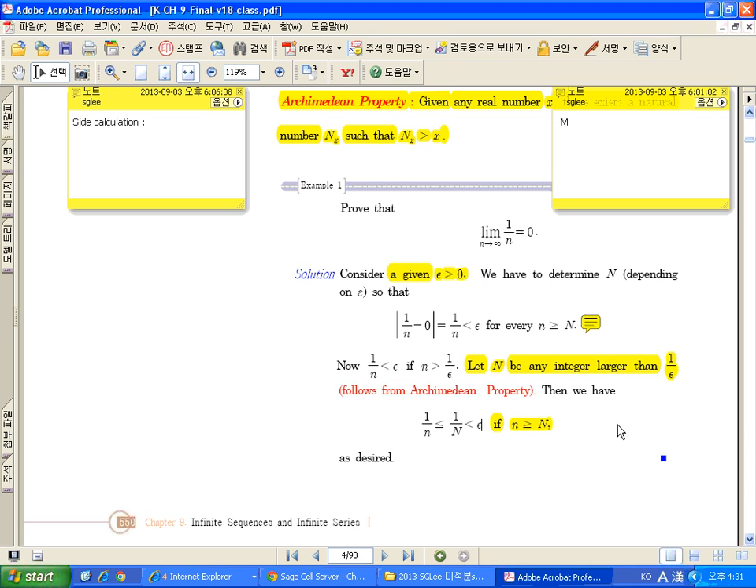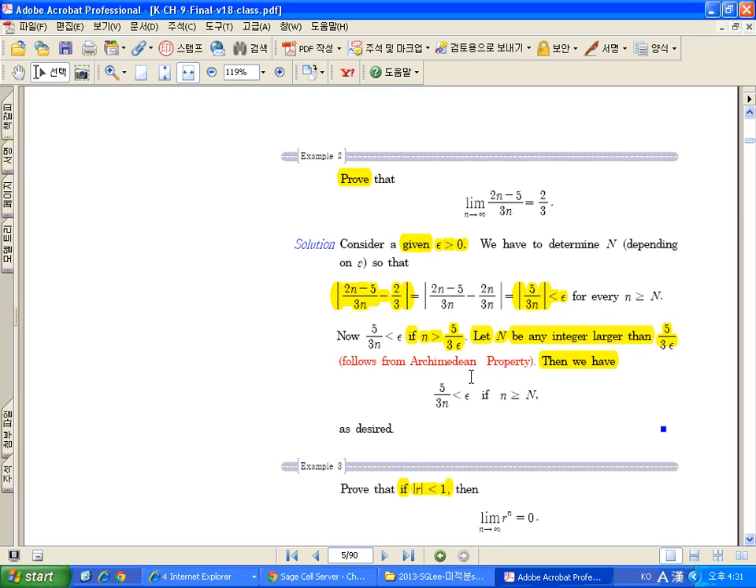So for a given epsilon, all we have to do is find the N such that if n is bigger than or equal to N, then that satisfies this condition, as we have seen. The next example asks us to prove the limit of this is 2 over 3. Similarly, for a given epsilon, we choose N, and in order to find it, we do the side calculation like this.